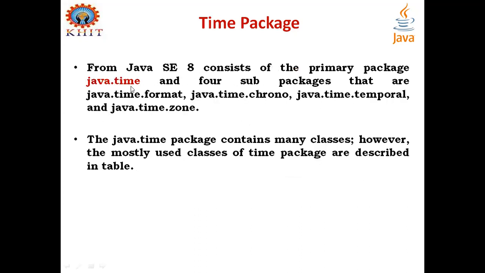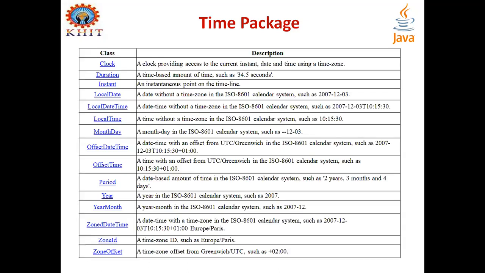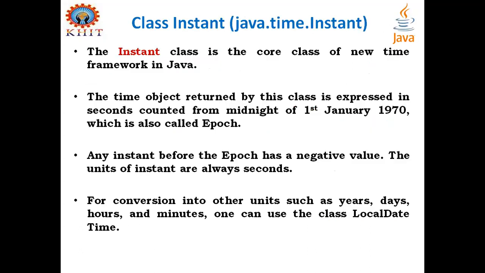This java.time is a primary package and it contains sub packages like format, chrono, temporal, and zone, and many classes. These are the different set of classes contained by this time package. And coming to the Instant class, it is a new time framework in Java.